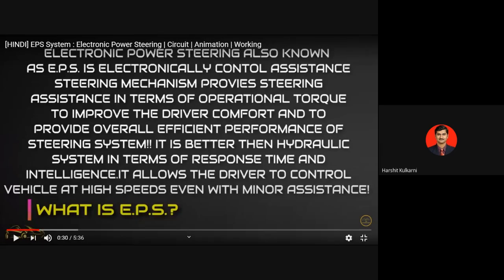ECS, or electronic power steering, also known as EPS, is electronically controlled assistance to the steering mechanism in terms of operational torque, and it improves driver comfort. It helps in increasing the overall performance of the steering system, and it is better than the hydraulic system in terms of response time and intelligence. So the driver can control the vehicle at very high speeds.